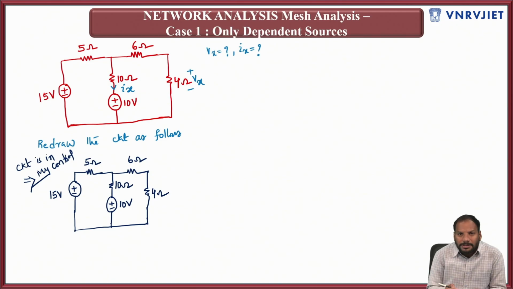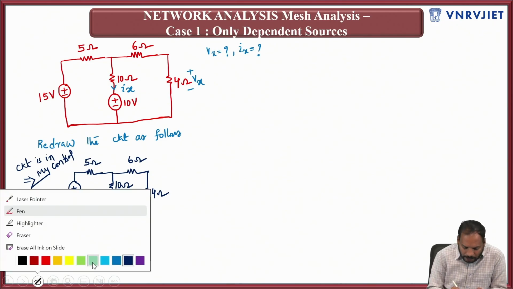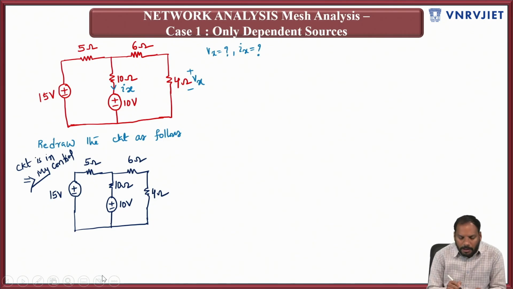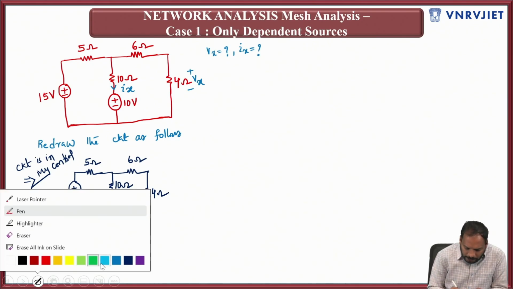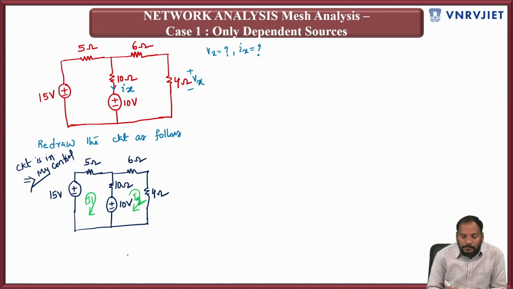Now I will go with the standard procedure. The standard procedure, as I said, is first of all to identify the number of loops. There are 2 loops. Indicate the mesh currents in clockwise direction: this current as I1 and this current as I2. So 2 currents I have taken, both clockwise, or else you can take I1 clockwise and I2 anti-clockwise, as I said. Now apply KVL in this loop.